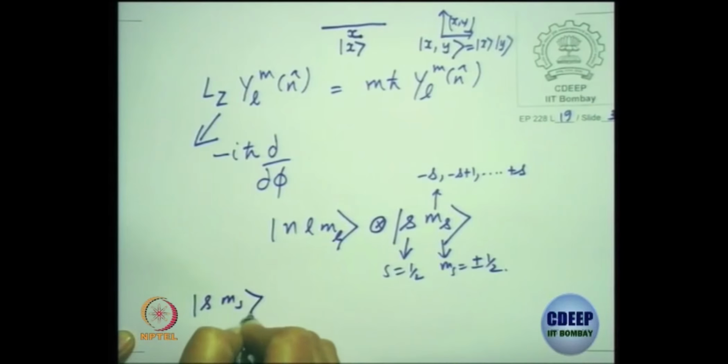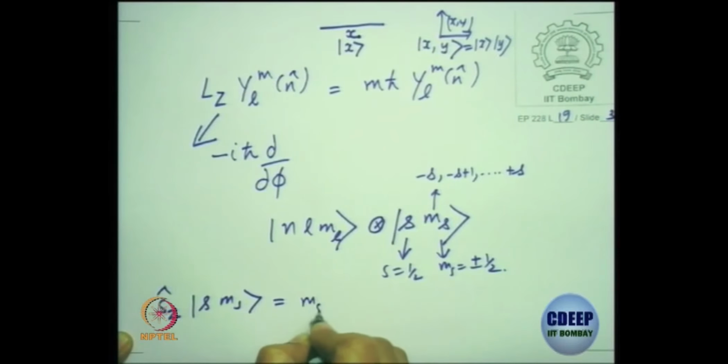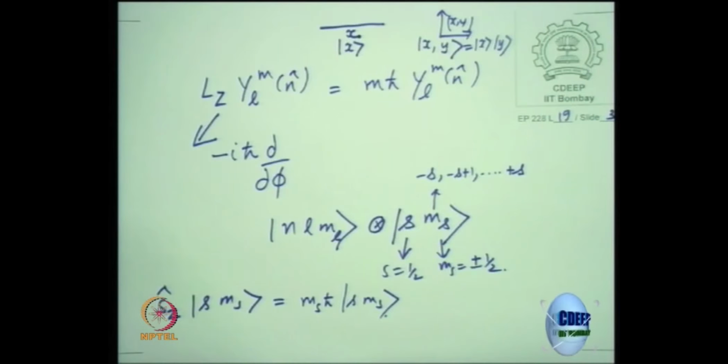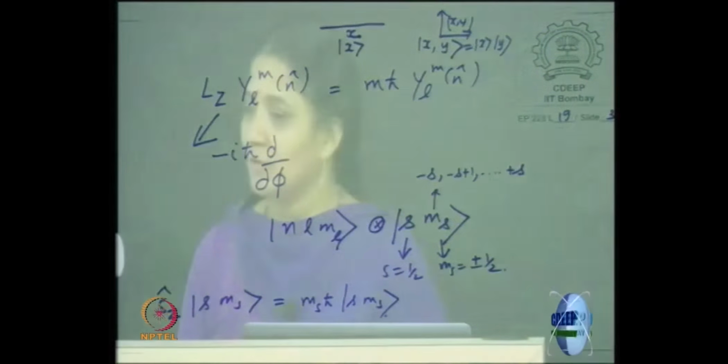Just like your orbital quantum number, the properties of the spin quantum number are exactly similar to it. This is ad hoc. In non-relativistic quantum mechanics, we are just saying that if you have an S and an MS, there is an SZ operator which will give me MS ħ times |S, MS>. Exactly like the orbital quantum number, I want my spin quantum number to behave.